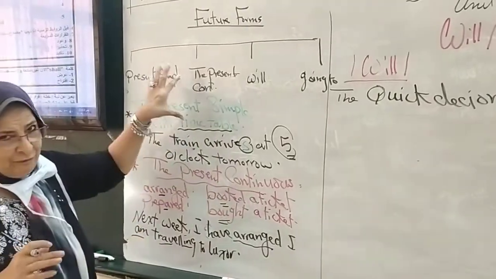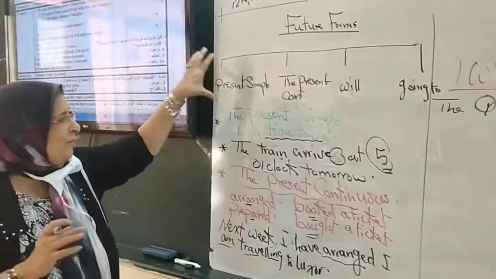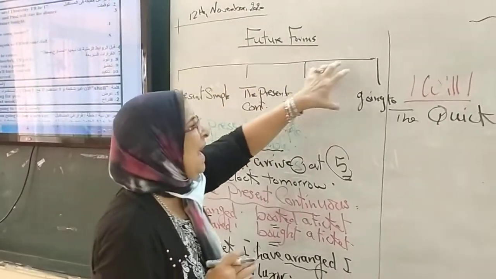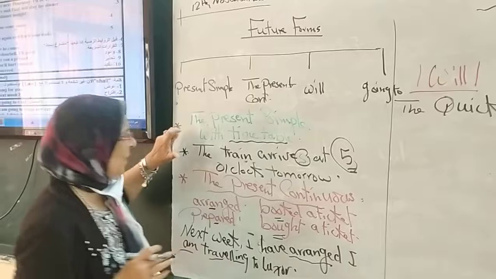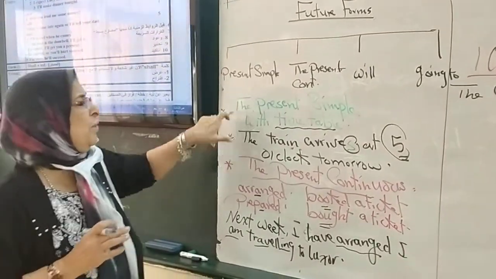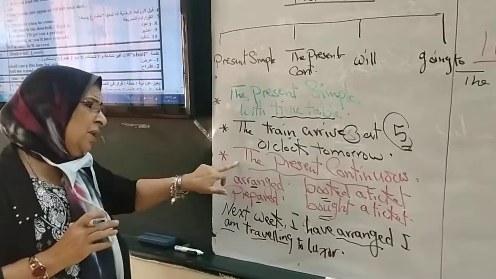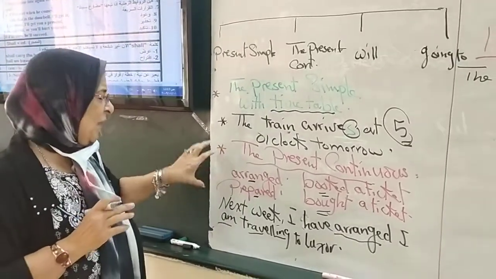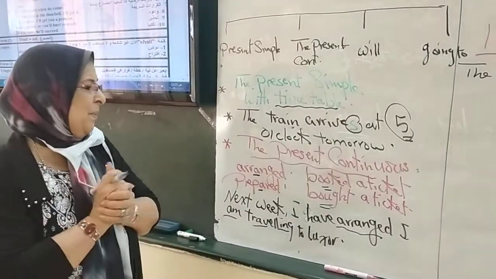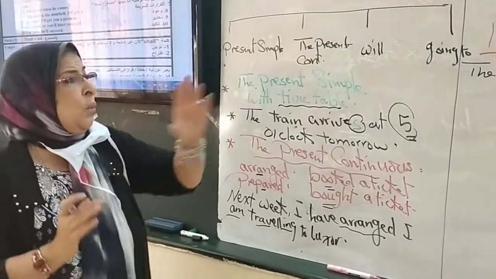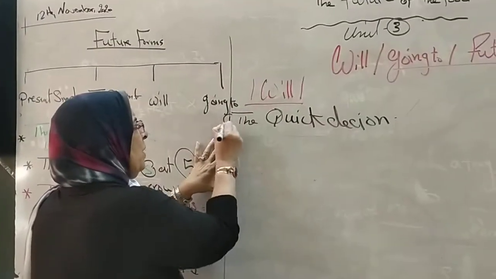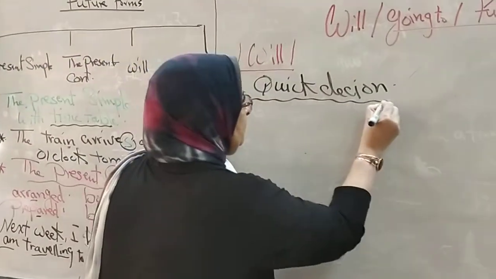Again, we have 4 ways to express the future: present simple, present continuous, will, and going to. We dealt with the present simple, and I told you that you are going to use it with the timetable. When do you use the present continuous? If you have arranged, prepared, bought a ticket, or booked a ticket. Again, when do you use will? You are going to use will, number 1, with a quick decision.